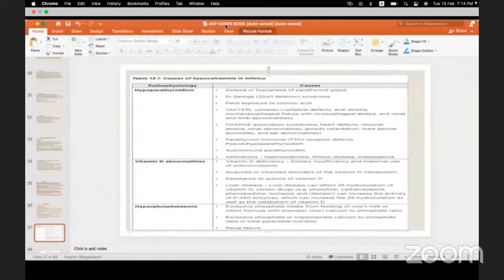So hypoparathyroidism: aplasia or hypoplasia of the parathyroid gland. And DiGeorge syndrome is another cause of hypoparathyroidism because they have a midline defect. Magnesium deficiency, and DiGeorge syndrome, okay.